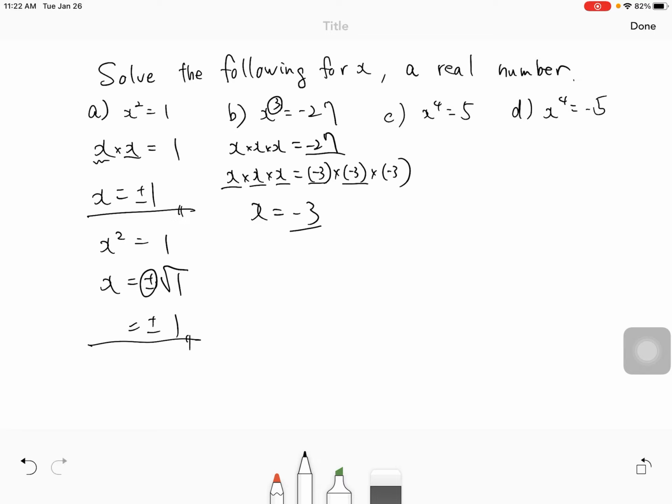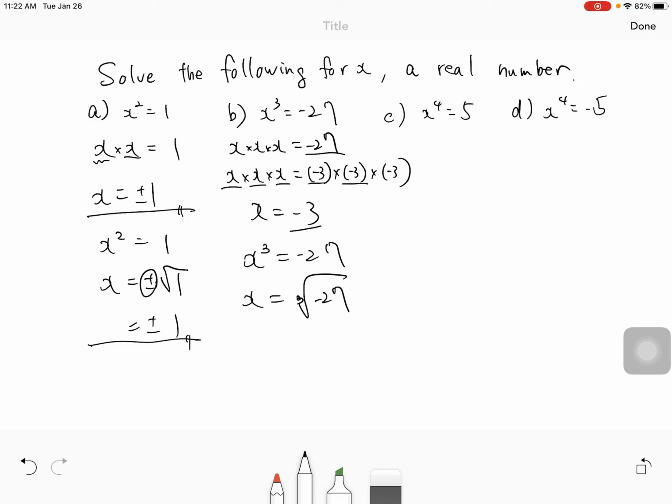So if the exponent is an odd number, the answer is just 1. On the other hand, if the exponent is an even number, it can have two answers, two solutions. Okay? So let's solve another way too. x cubed equals negative 27. You can just put the root again: the third root of negative 27.